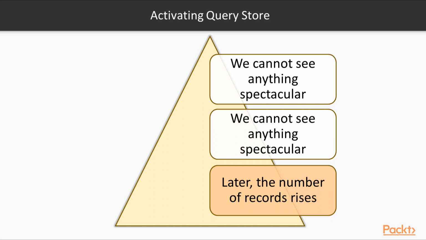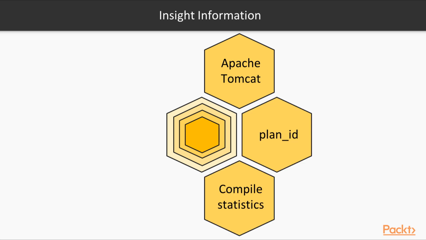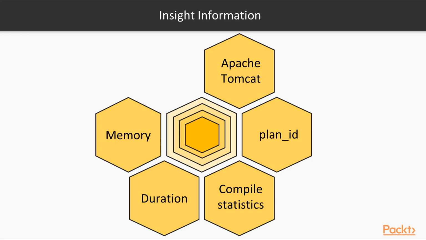This query will give you a handful of insightful information, such as query text, plan ID, compile statistics, duration, CPU, memory, and optimization details. Based on this, you can compare which plan is performing better and force SQL Server to use that particular one.